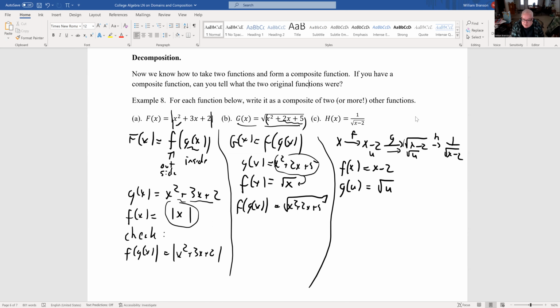So what does H do? Well, this is the input that's going into H. We can call that V. And what does it do to that input? Well, it puts it down in the denominator, like that. So H of V is 1 over V.